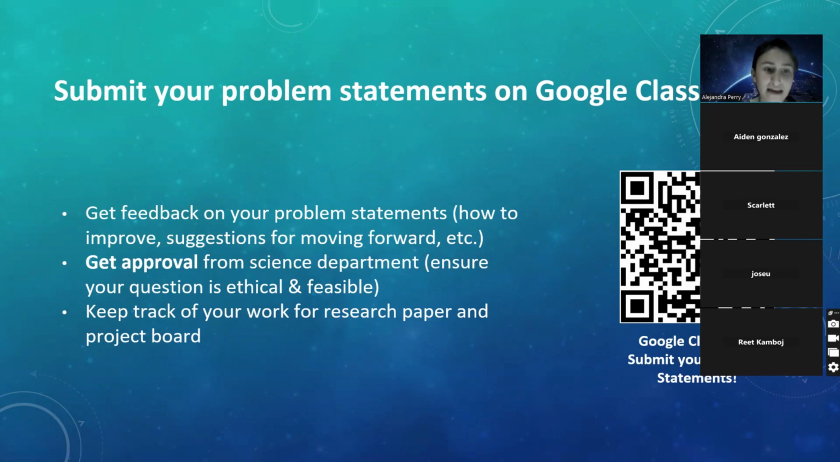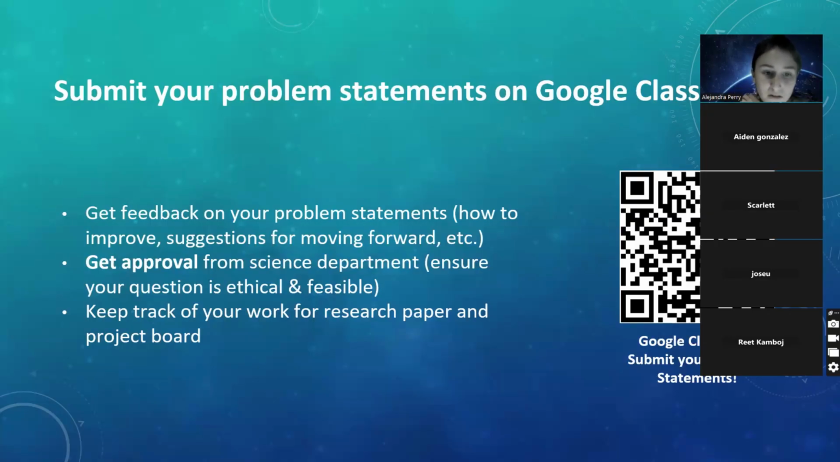That's really important. And then two, let's say you don't really want advice from us. You know what you're doing. Well, you still have to submit it. Why? Because you need approval from our science department. Because with any institution, there's an IRB, or an institutional review board. And basically that means that there's somebody who has to approve it. And in this case, that somebody is our science department and our science department chair.